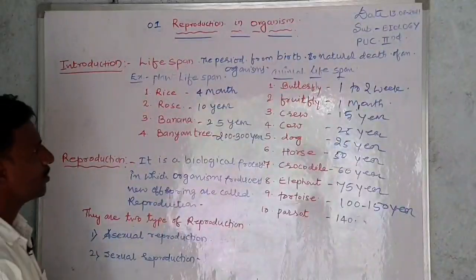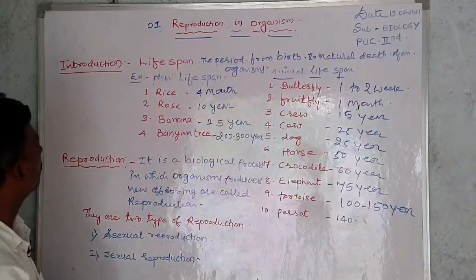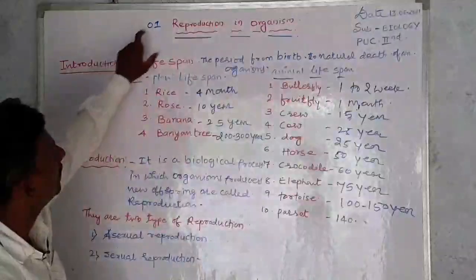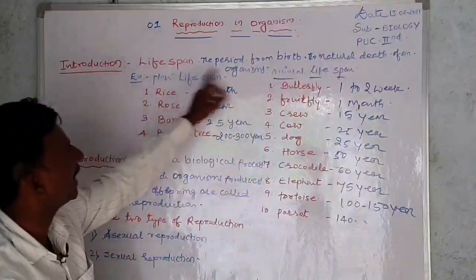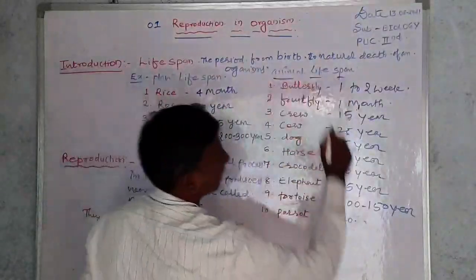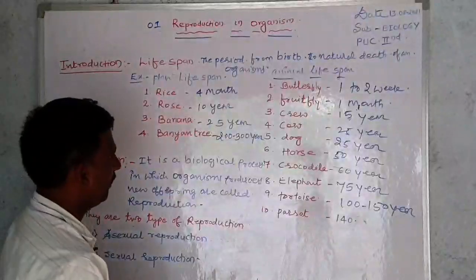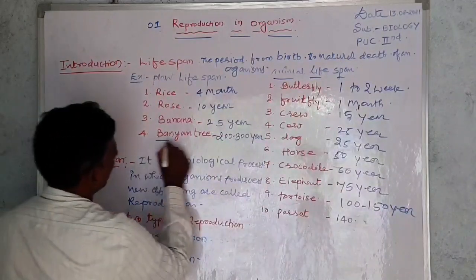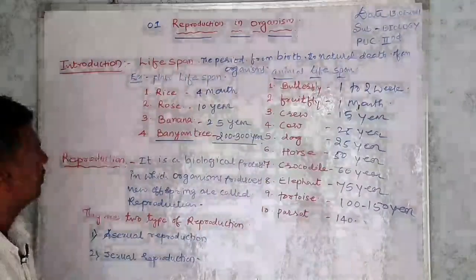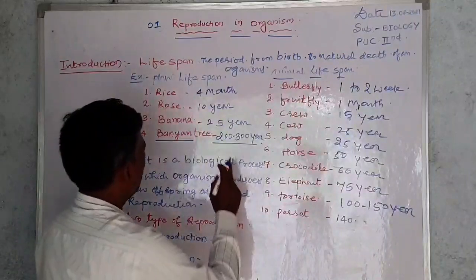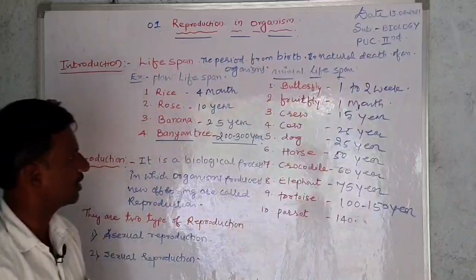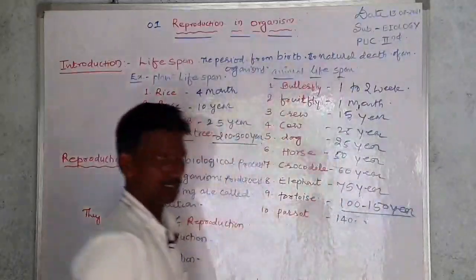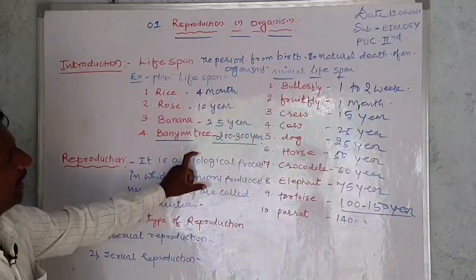One last thing: questions you may be asked in our examination. Number one is, what is lifespan? You have to remember it: the period from birth to natural death of an organism is known as lifespan. In CET type questions, a very important question is, what is the lifespan of banyan tree? You have to write: the lifespan of banyan tree is 200 to 300 years. Or you may be asked, what is the lifespan of tortoise? 100 to 150 years. These are all concepts you can remember.